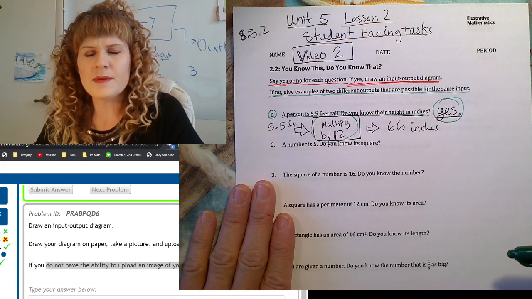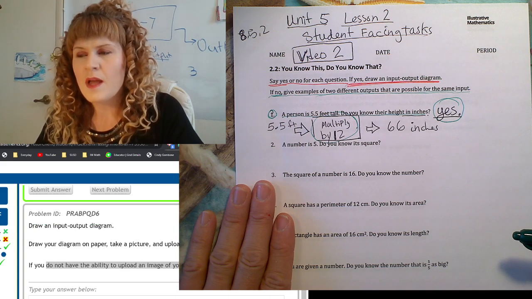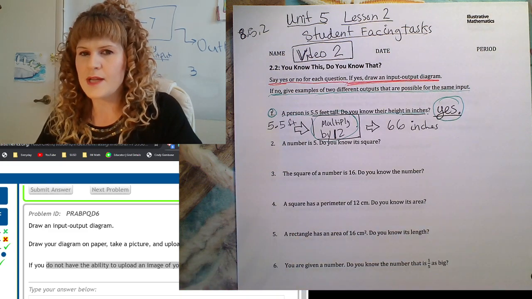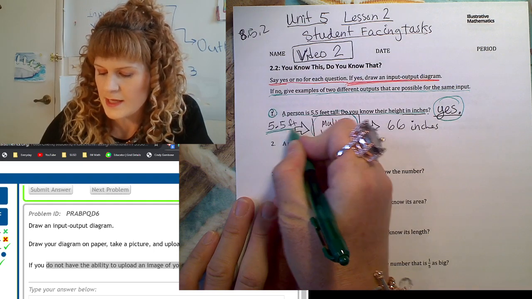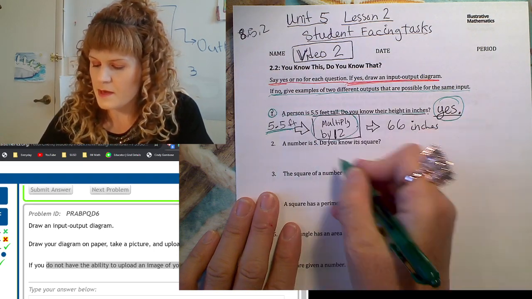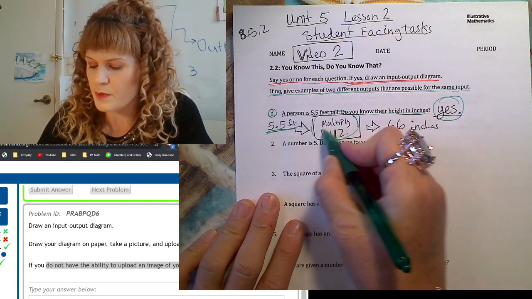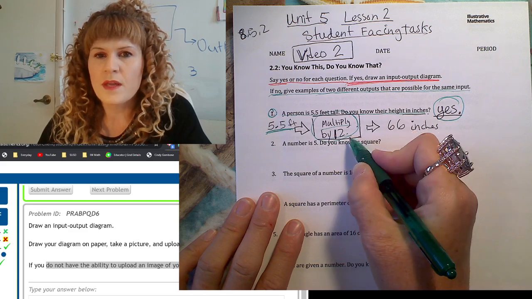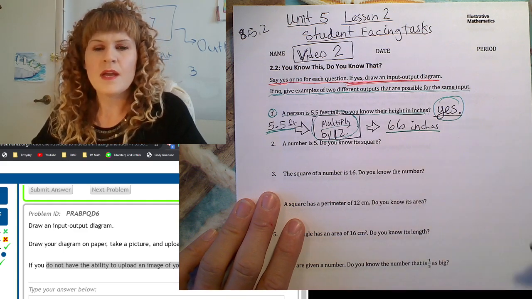On the next problem, it says, draw an input-output diagram. They mean draw an input-output diagram for that same situation. So you know the person's height is 5.5 feet. Now draw the diagram here. Inside the box is the input-output rule, which is multiply by 12. And then you'll get 66 inches.